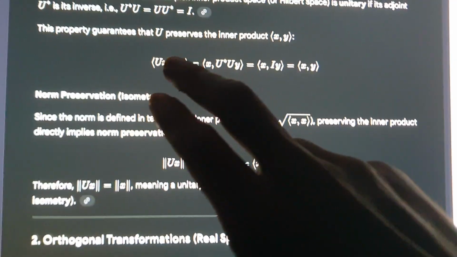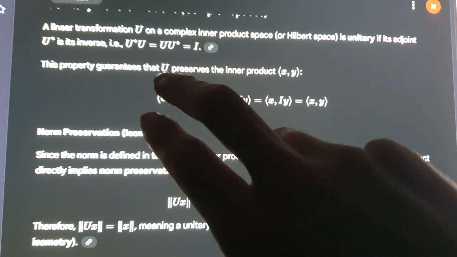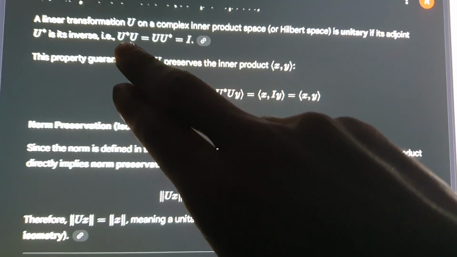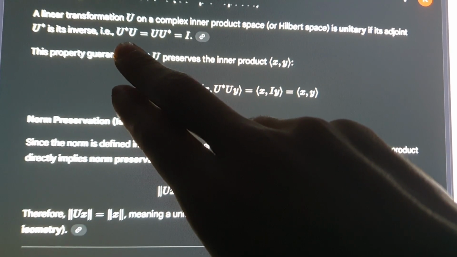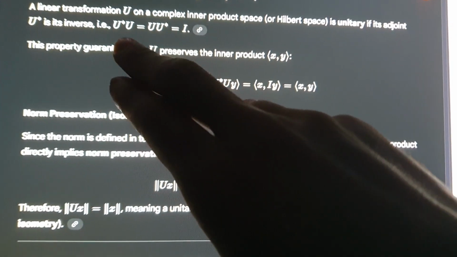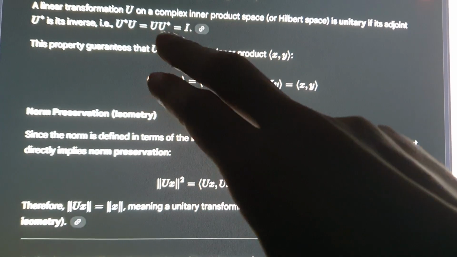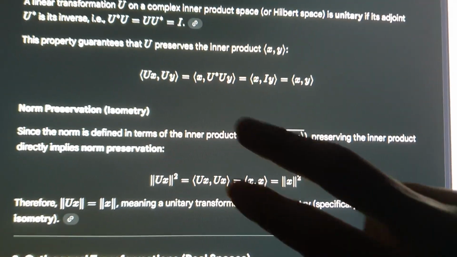In order to understand that, let's start with the definition of a unitary transformation, which is the complex conjugate, or adjoint, more precisely, multiplied by the unitary transformation is the identity matrix. So we can take the adjoint.